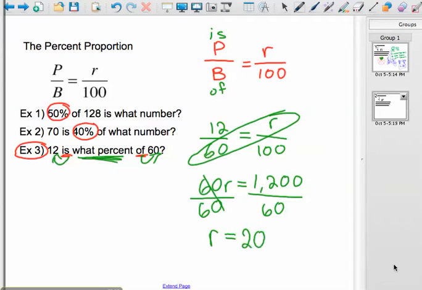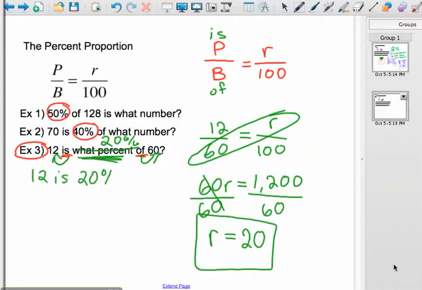So what does this mean, r equals 20? This means that if you went back in example 3 and rewrote your answer, you would say this. You would substitute what percent with 20%. So watch. You would say 12 is 20% of 60. That means that 12 is actually 1/5 of 60. Pretty cool.